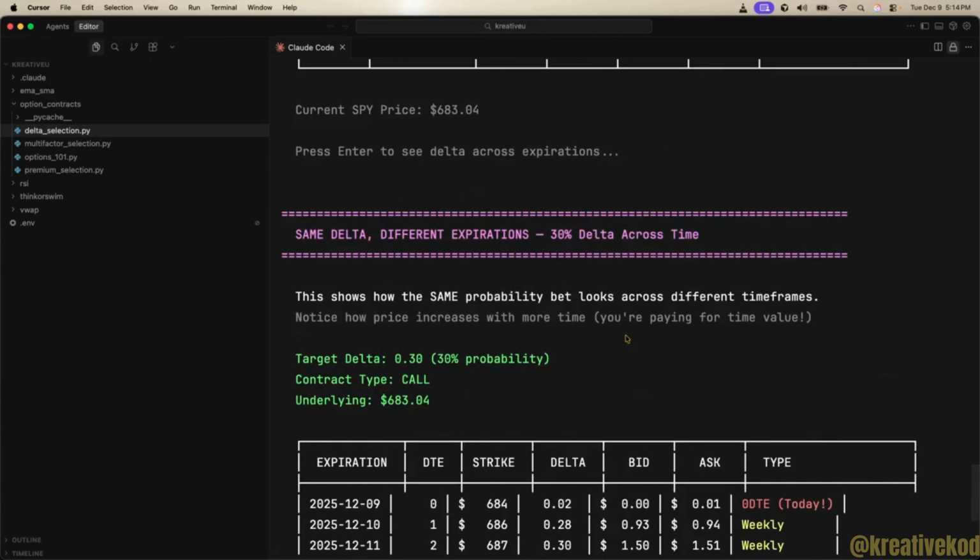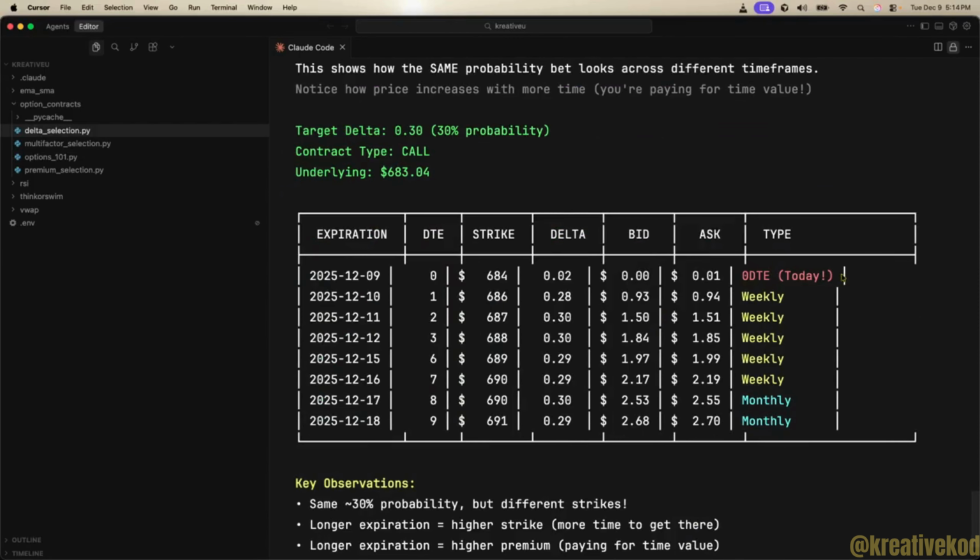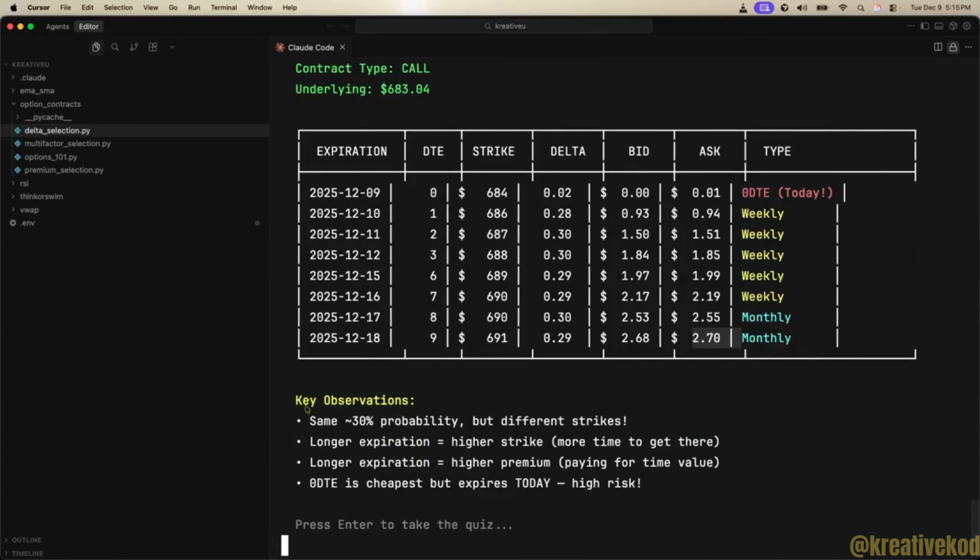And then the same delta, but with just different expirations. So 0 DTE, these are option contracts that expire the same day. And here's deltas with weeklies. So you see the more time we get, the more expensive it gets. It goes from barely $1 to $94, $151, $185, $199, $219, $255, $270. The more time, the more expensive.